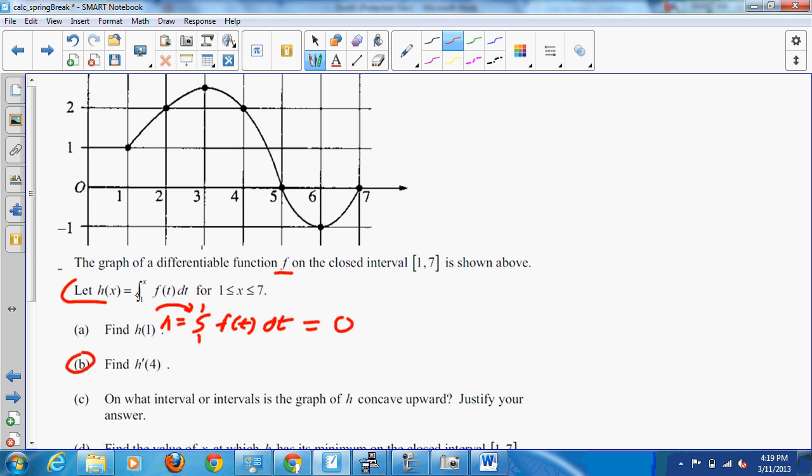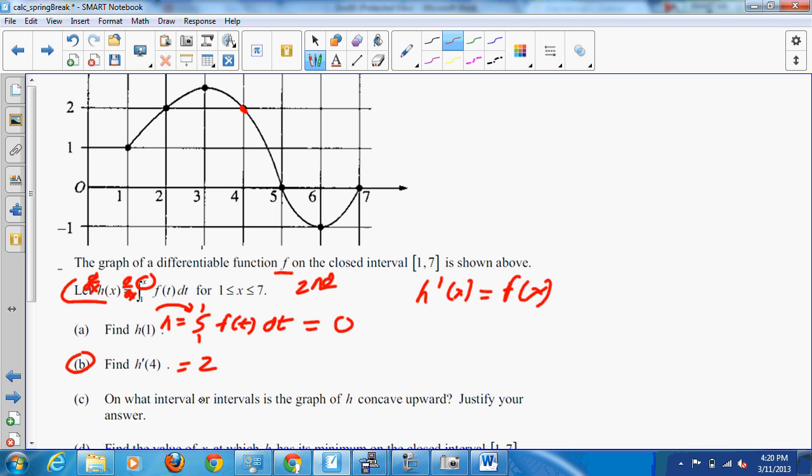Okay, part B says the derivative of h at 4. So we have to take the derivative of both sides, right? If you take the derivative of this, you're thinking second fundamental theorem of calculus. And since that's just a variable 1x, you just replace it for here. So h of x, the derivative of that, is just equal to f of x. The derivative and the integral cancel out, basically. So what is this value at 4? Trace it over here, and it has a height of 2. So it's just equal to 2.